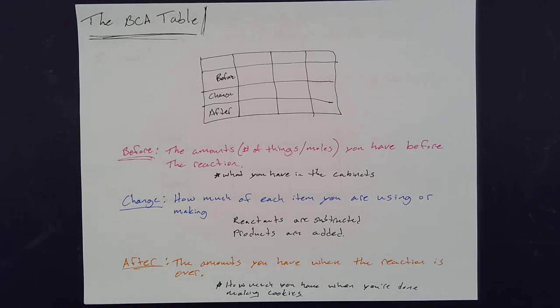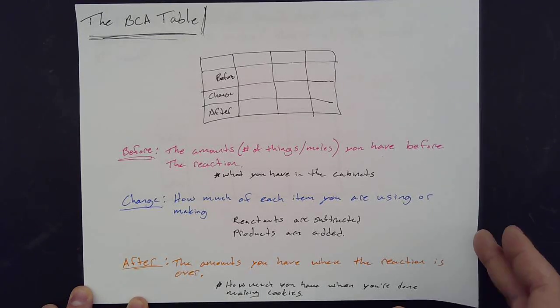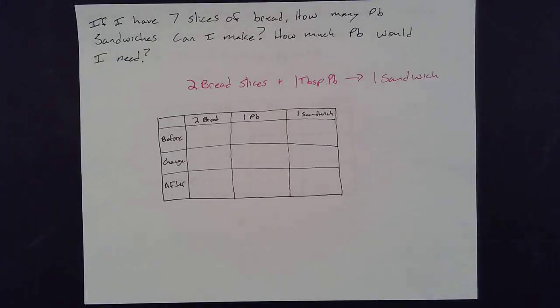So my question for you is, how many cookies did you make? And what ingredients did you use to get there? The after is what's left over when I'm done with everything. Recount, it's almost like taking an inventory. So let's try using one of these BCA tables to answer this question.